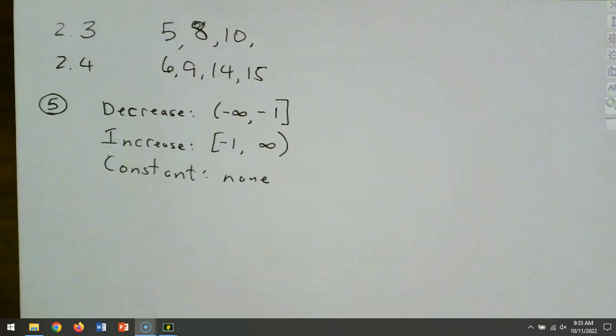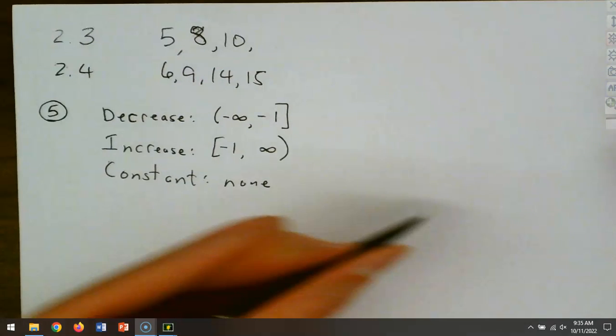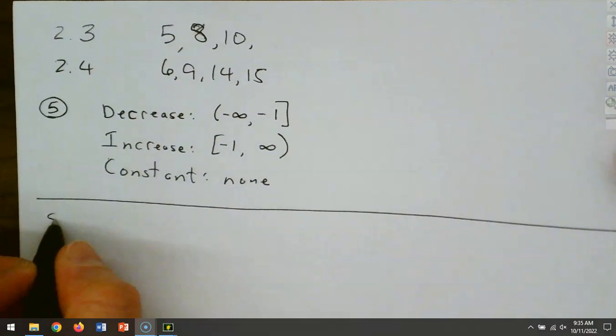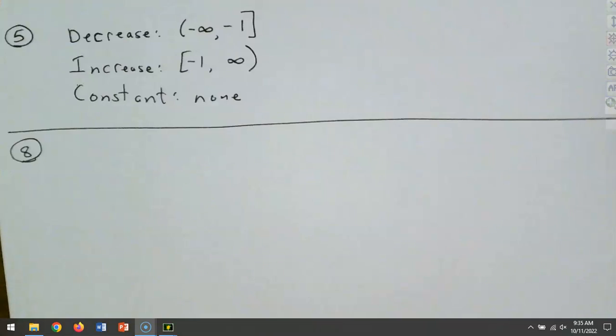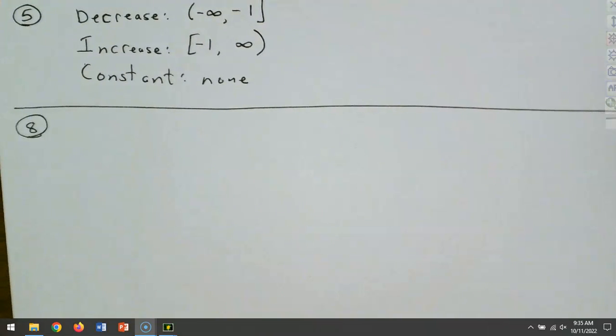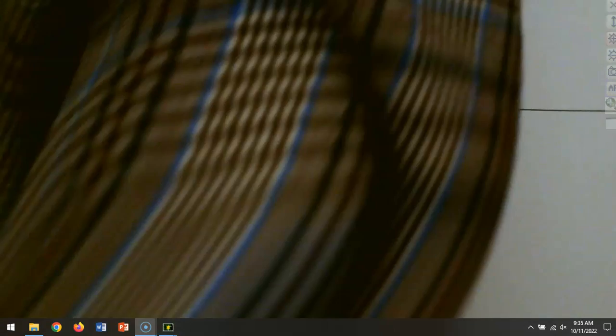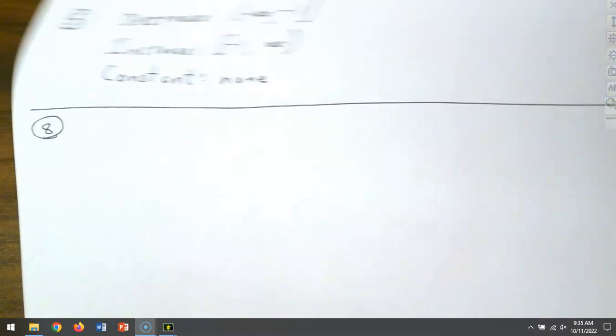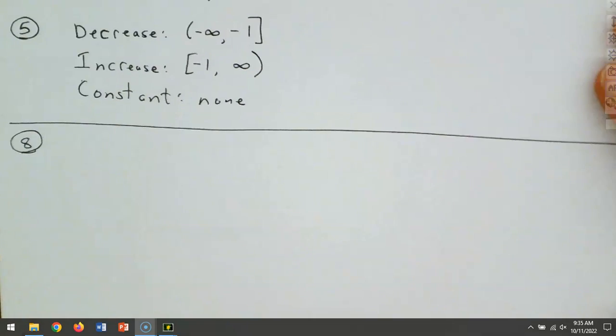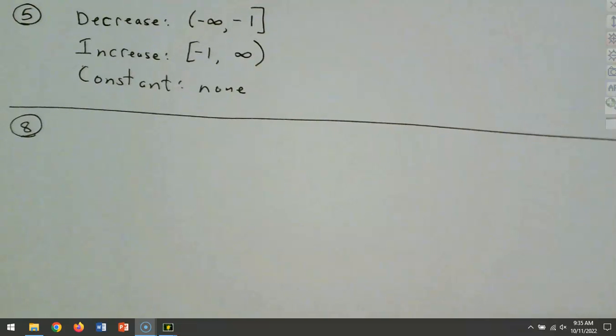Okay. Next, we're going to look at question 8. So let's go ahead now and look at question 8. Okay. And again, we're in 2.3 here. Okay, so 2.3, we're going to look at question 8. And question 8, we want to find out if this is a function or not.